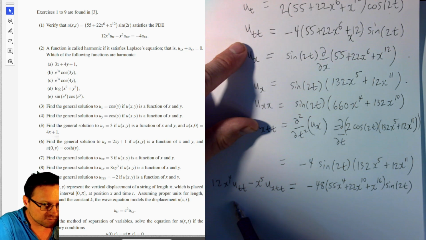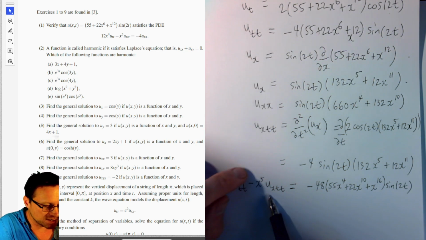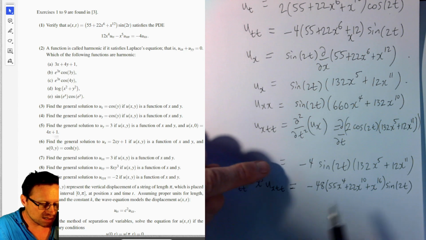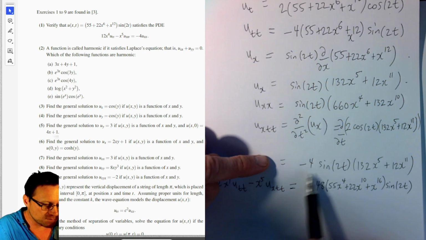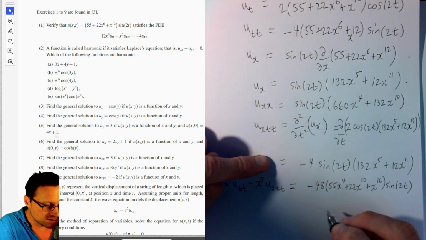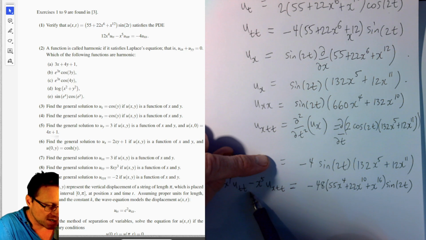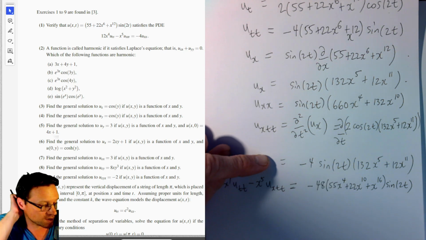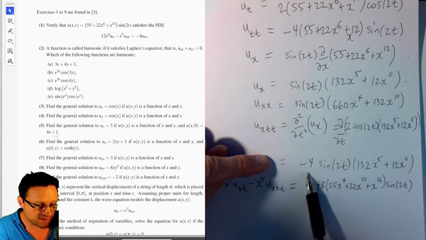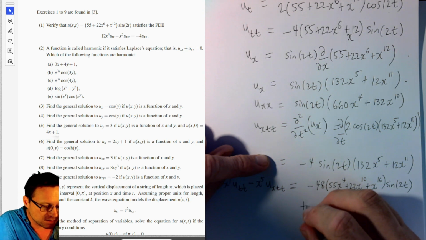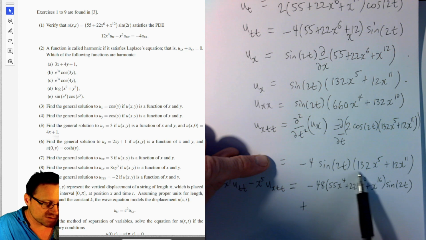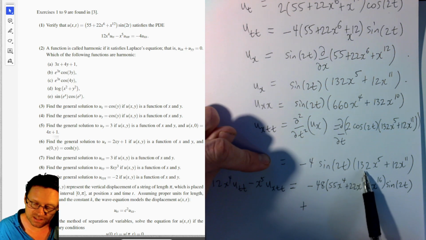Sine of 2t for this term. Okay, now for minus x to the 5th u_xtt, we're looking at this line right here and multiplying that by x to the 5th. So minus x to the 5th times minus 4 gives us 4x to the 5th. So this is going to have a plus in front of it. So plus, and now 4 times 132 is 528.